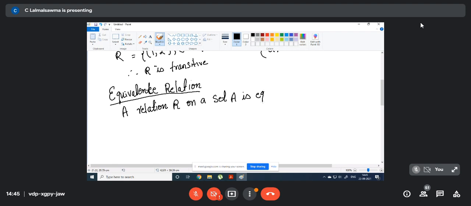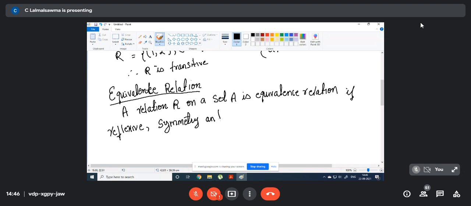A relation denoted by R on a set A, just like in the example above. We will have a set consisting of some numbers. Equivalence relation, it should be C E. If it satisfies three properties, reflexive, symmetry, and transitive, then it is called an equivalence relation. Okay, any question?